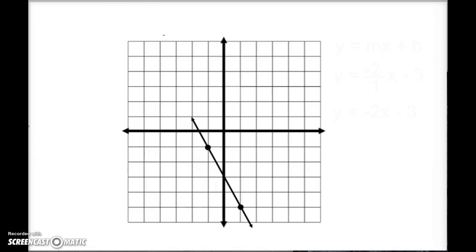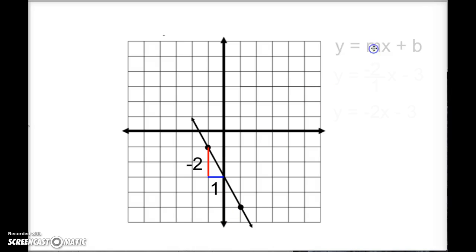Here we have a line that's also going down from left to right, so I already know it's going to have a negative slope. My rise for this problem is going to be -2, because I'm going down 2. My run is going to be over 1.